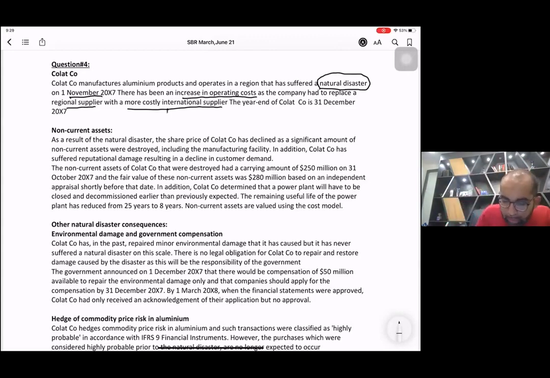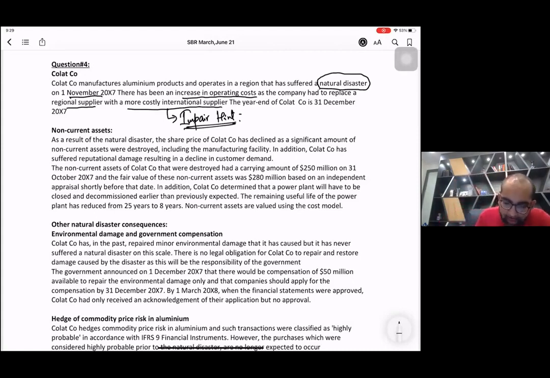So one impairment hint I just gathered. Because there is one requirement in which they will ask you, is there any need of impairment testing? Yes, we do impairment testing whenever we get a hint of impairment. So we got the first hint. Let's see, there are many hints.